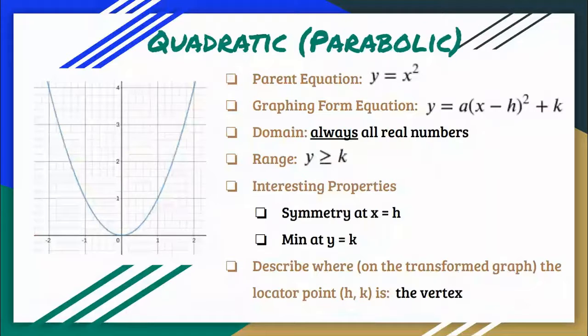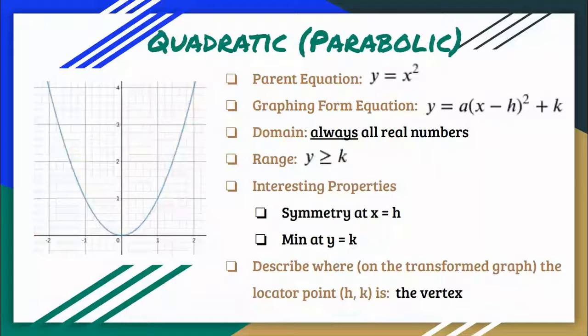Next, we have our quadratic function, which we also call these parabolic, which makes sense because this is a parabola. All right, the parent equation we have there along with graphing form, and you've been working with this one pretty heavily when we were talking about transformations of functions. Our domain is always all real numbers because we're going on forever in both directions.